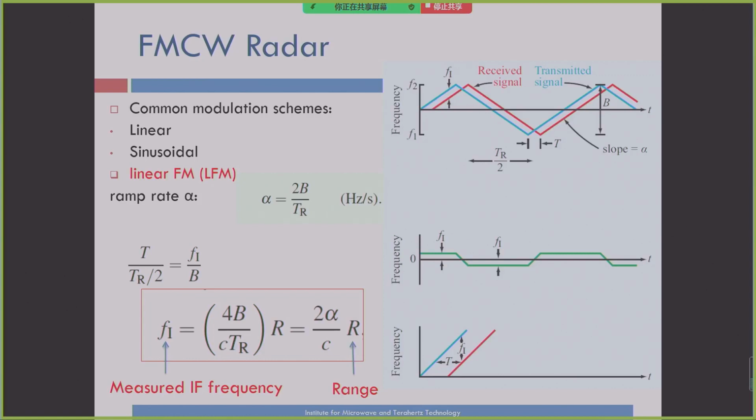Now if we still want to use the CW radar, how can we achieve range discrimination or speed discrimination? Then we can use the FM radar. FM means frequency modulation. With frequency modulation, the carrier frequency is not constant, it varies. For this plot, you will see the carrier frequency varies between F1 and F2 in a linear relationship.